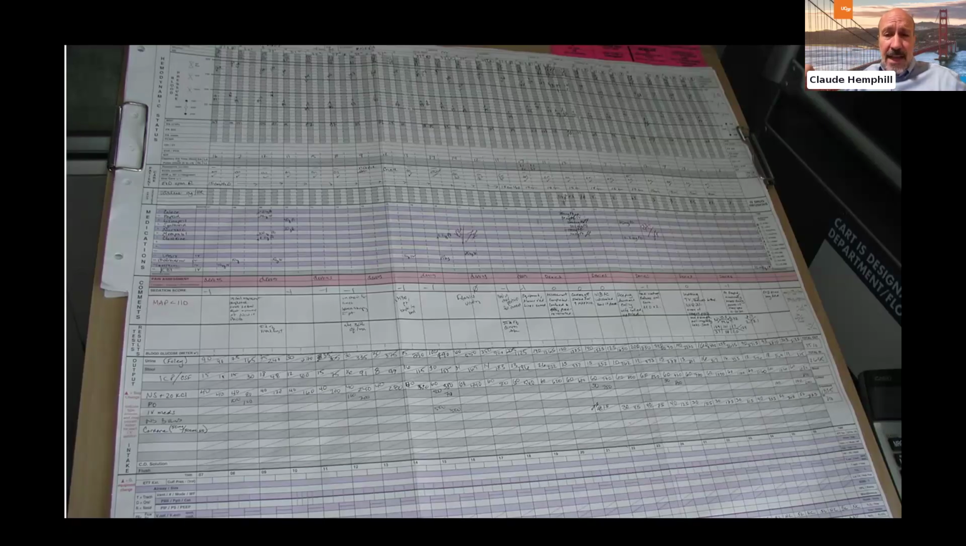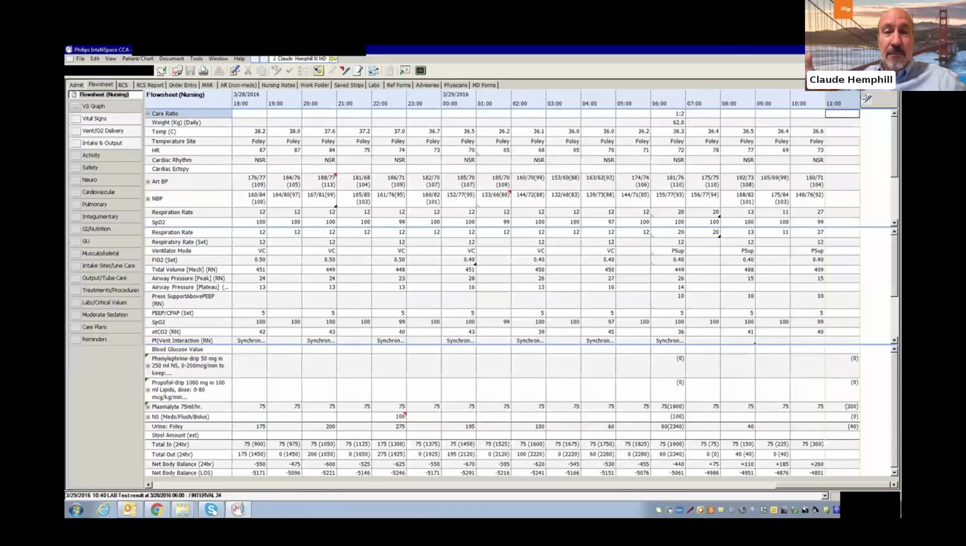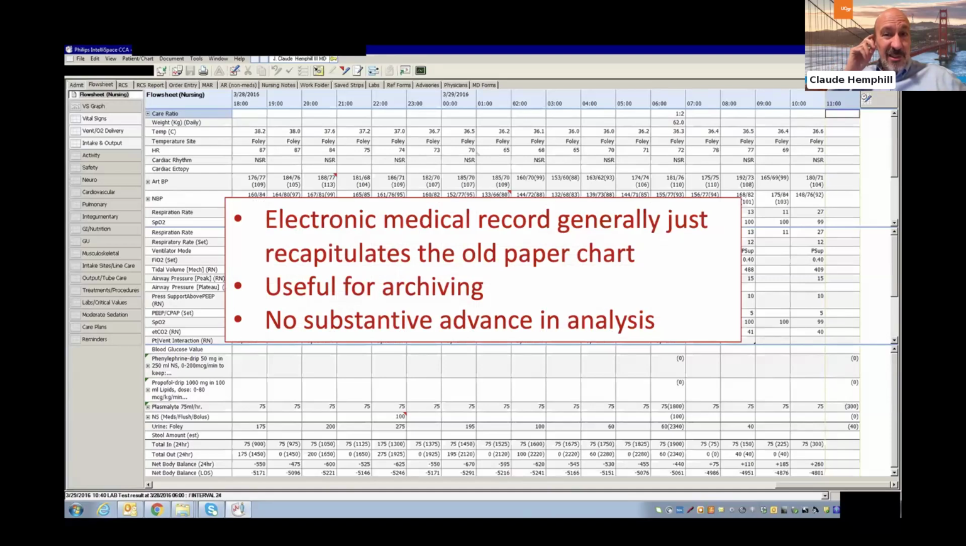Of course, I couldn't go back to my office and look at it. I couldn't look at yesterday or the day before without having to find the chart from that day. So we got electronic medical records, and lo and behold, this is kind of what we have. And the problem is most ICU electronic medical record charting systems just kind of look like the old paper chart, but in electronic form. So this is very useful for archiving, but these really didn't give us much of a substantive advance in analysis.